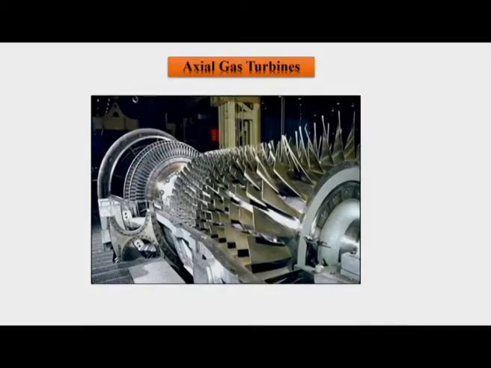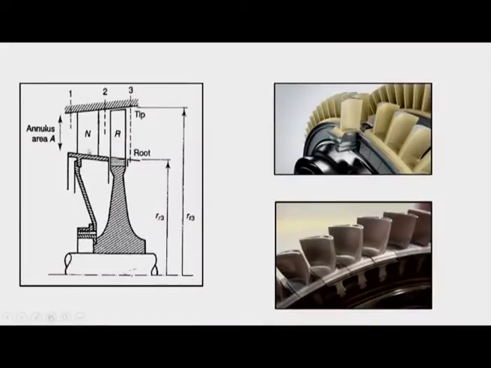However, we are interested in finding certain performance aspects of the axial turbine from the basic elementary theory of the axial turbine. The axial turbine is composed of two parts. One is called the nozzle and the other is called the rotor. Every stage of an axial turbine is comprised of these two major components.